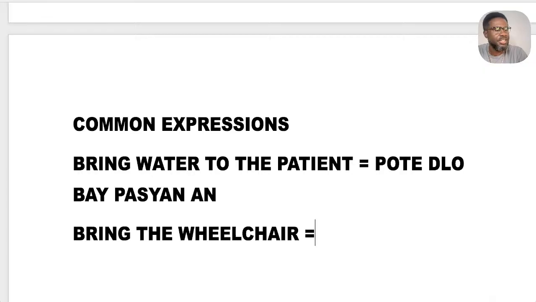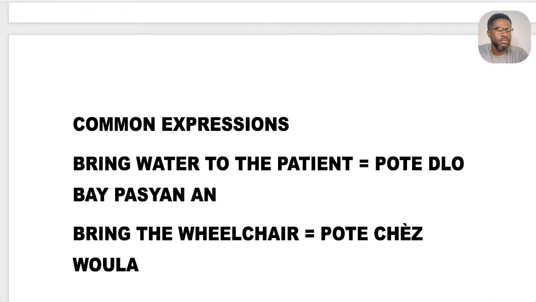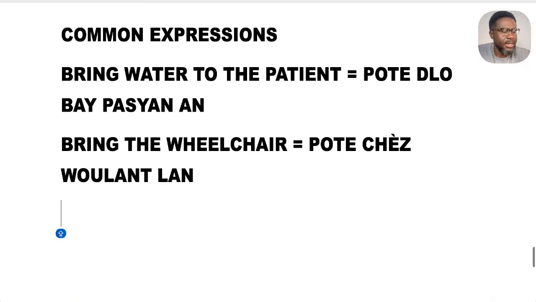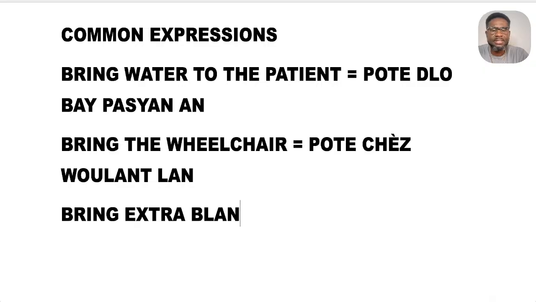Bring the wheelchair. What is that? It's like porter chaise roulante. Then we have what? Bring extra blankets. We usually hear that, right? Extra blankets, c'est pour réchauffer le patient s'il a froid ou quand on est dans un lieu qui fait toujours froid. Bring extra blankets. Porter drap en plis.